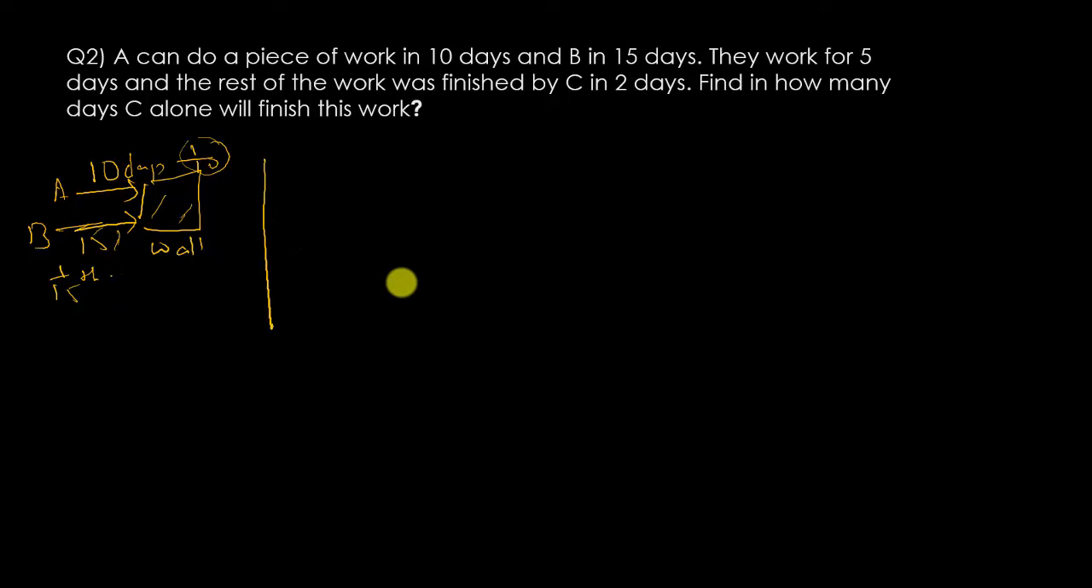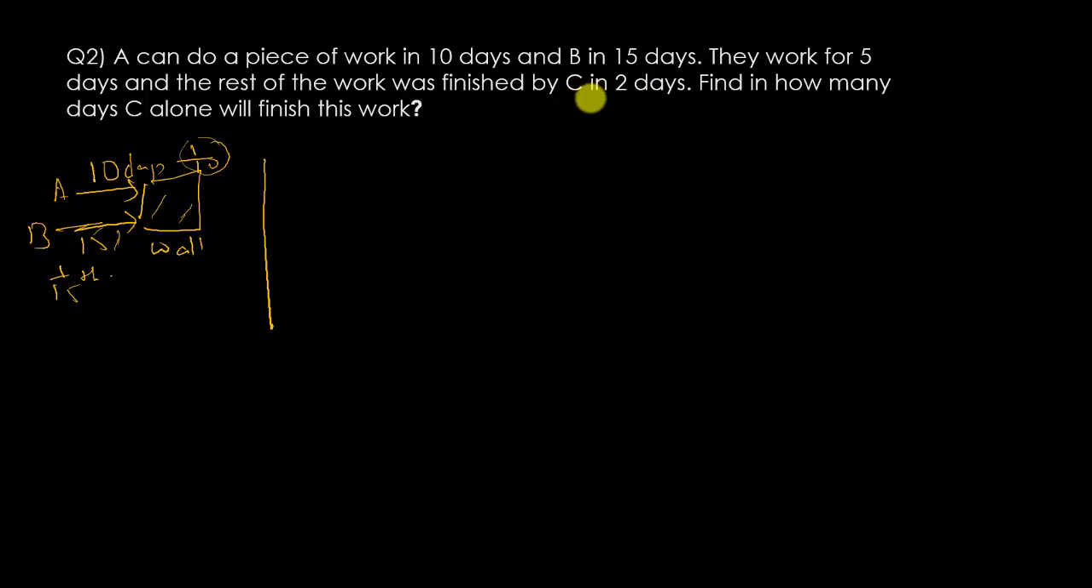First let us try to understand the question. So they work for 5 days. So now we know that both A and B are working. And how much do they work? They work for 5 days. So they would have finished by the end of the 5 days some part of the wall. And the rest part of the wall was finished by C in 2 days.